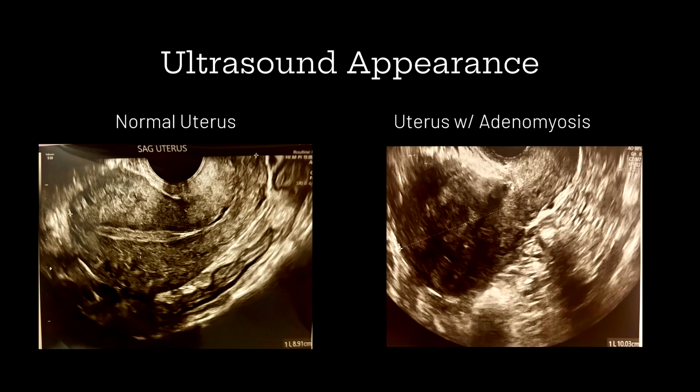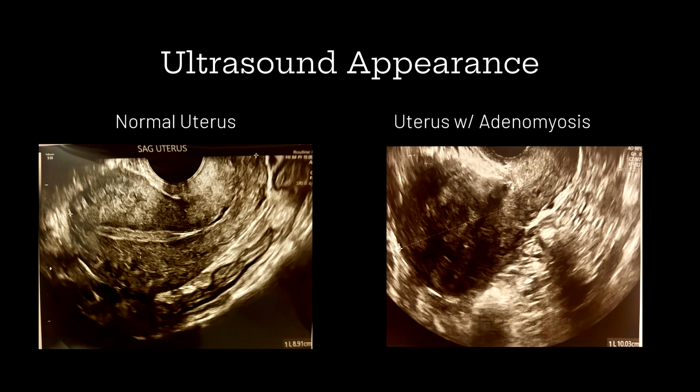Here we see the ultrasound appearance of adenomyosis on the right, and on the left is the normal uterus. So you can see how there's a difference between how bulky and rounded the uterus that has adenomyosis is in comparison to the normal uterus. The adenomyosis is going to oftentimes appear bulbous or globular.